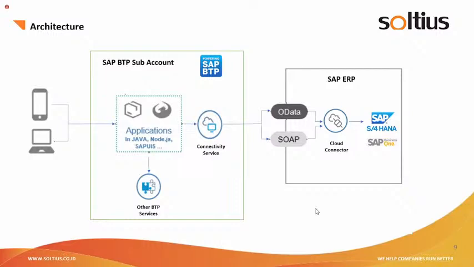In our use case, we connect to SAP S/4HANA on-premise, but it should be able to connect with SAP S/4HANA Cloud as well. For the integration to SAP ERP on-premise, we are using OData and SOAP web services. And for the connectivity to the on-premise system, we are using the SAP Cloud Connector. Okay, next.